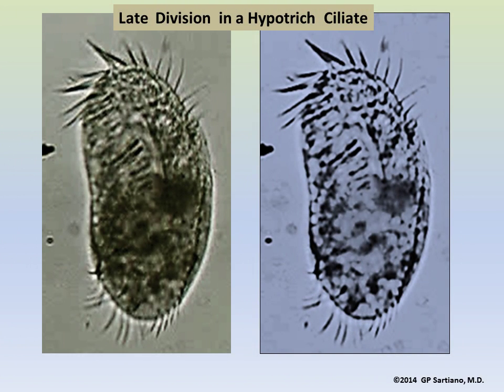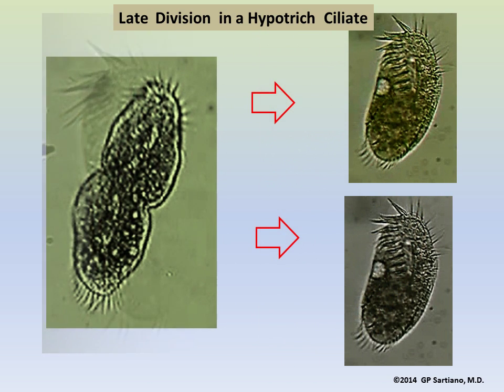Late division in a hypotrich ciliate. During the process of division, the parent cell, which is on the viewer's left, will undergo binary fission, forming what is virtually a pair of identical daughter cells.